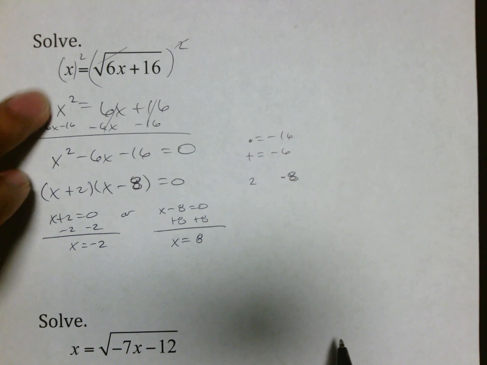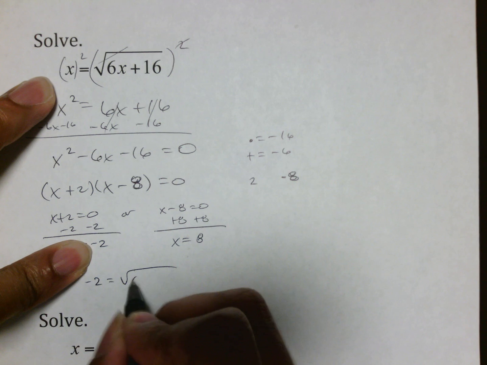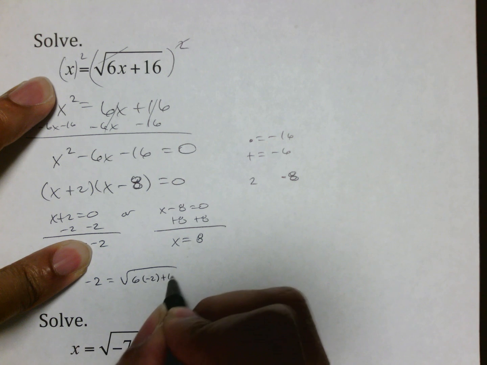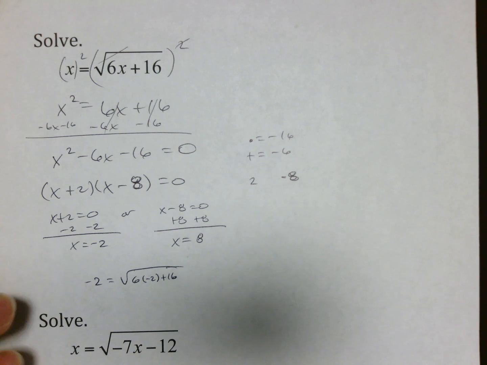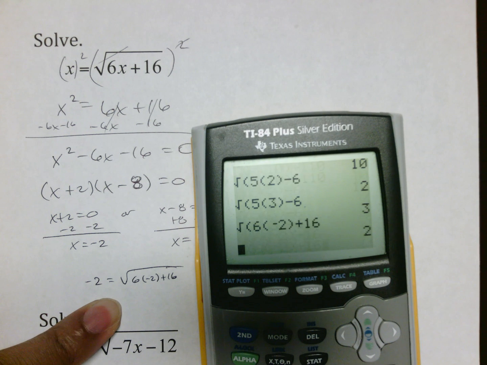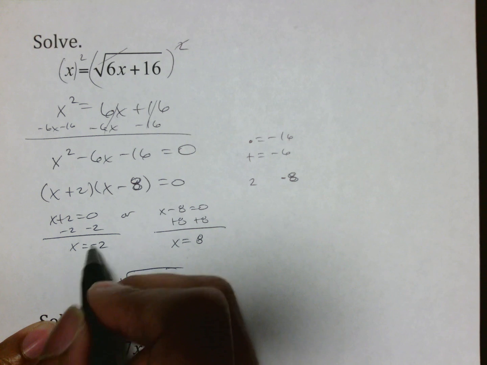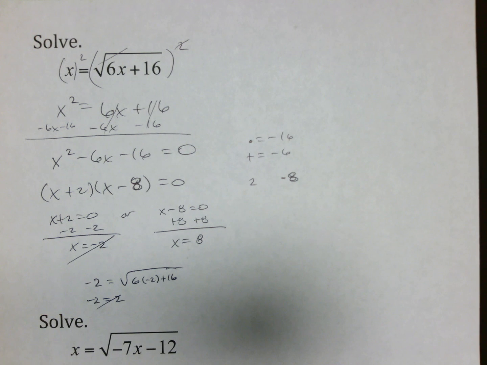Plugging in the negative 2, you end up with negative 2 equals square root of 6 times negative 2 plus 16. So again, checking that out, just type in the other side, square root of 6 times negative 2 plus 16 gives me the answer of 2. And this is what we end up with, which means that negative 2 is not a solution.